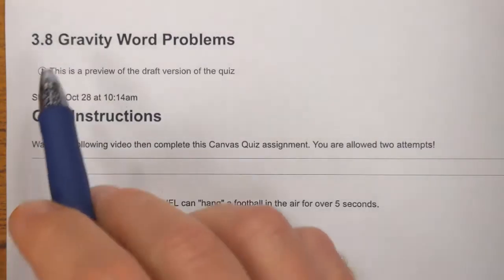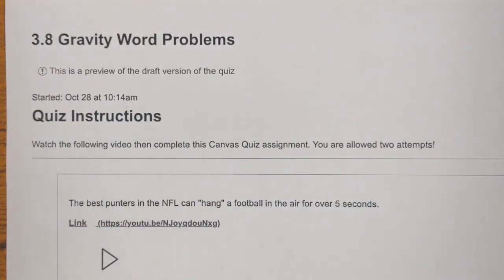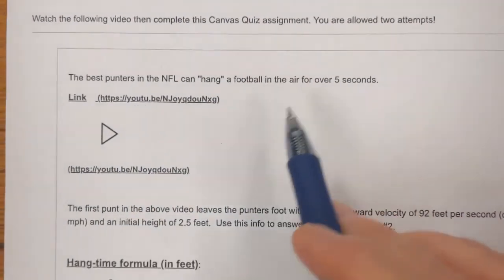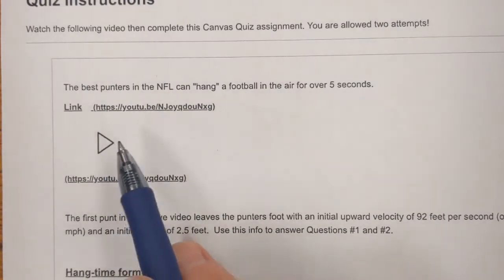All right, assignment 3.8, we're going to look at gravity word problems. I really encourage you, I can't show you on the paper, but watch this video. We're going to do questions 1 and 2 together, but watch this video.